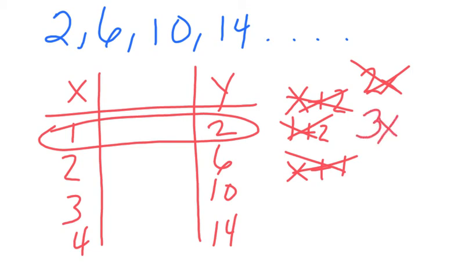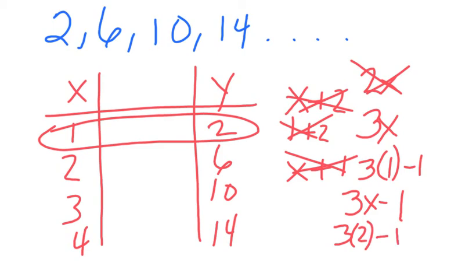3x, if I went 3 times 1, that would be 3, minus 1, that would give me 2. So 3x minus 1 would work for the first one. Will it work for the second one? Well, 3 times 2 is 6, and minus 1 is 5. That won't work for the second one, so it can't be 3x. See how I'm eliminating? I'm going up. Let's try 4x. Okay, 4 times 1 is 4, minus 2 is 2.